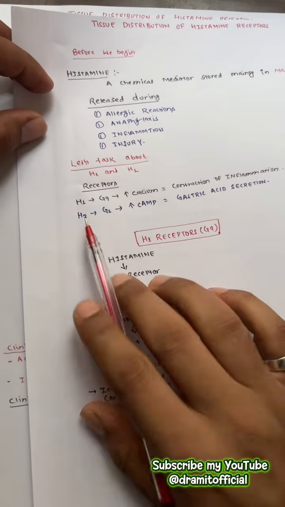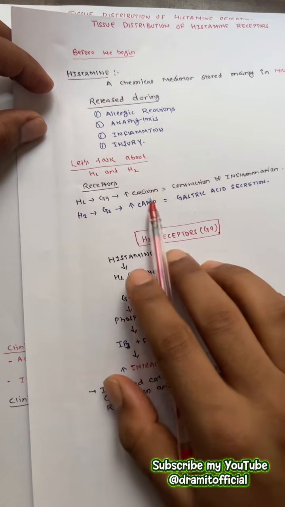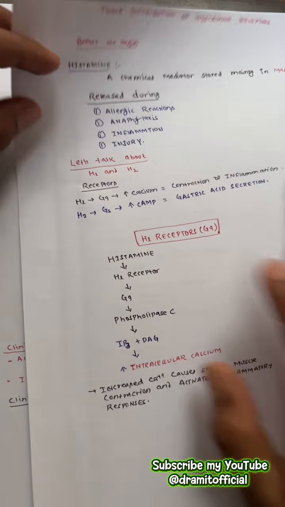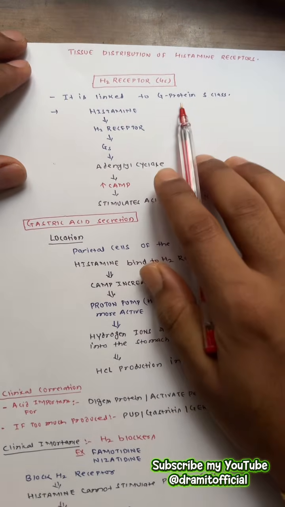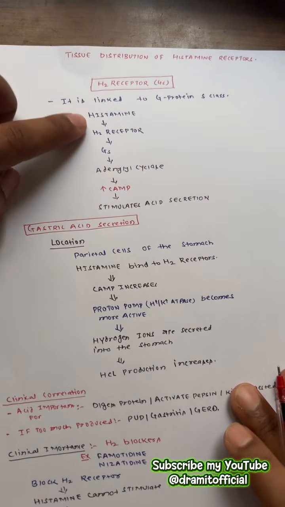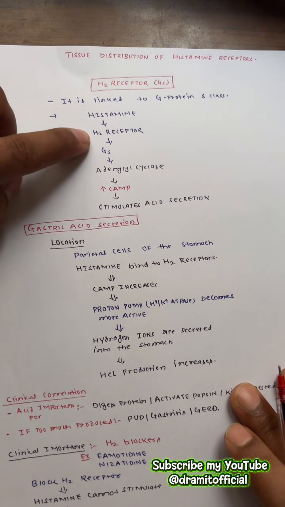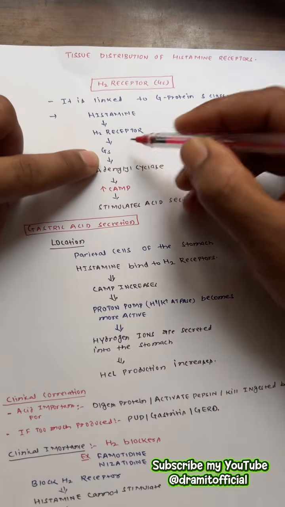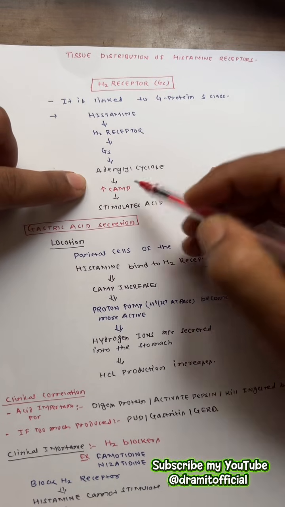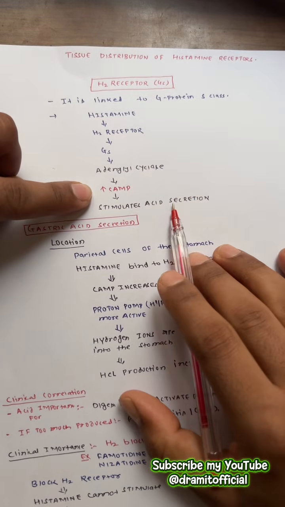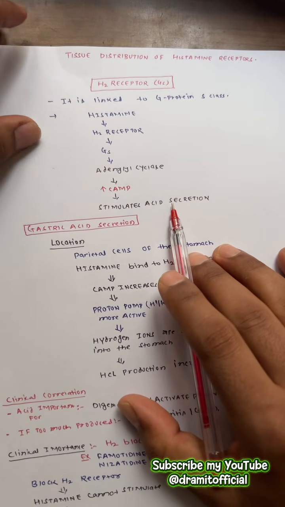Now we'll talk about the H2 receptors, which increase cAMP and gastric acid secretion. The H2 receptor is also linked to the Gs protein. When histamine is released in the body, it binds to H2 receptors. Then the Gs protein gets activated, which increases adenyl cyclase, then cAMP will increase, and there will be increased acid secretion in the patient.